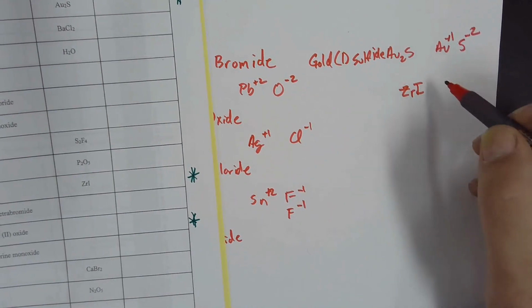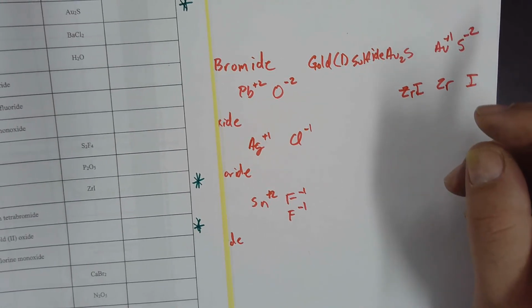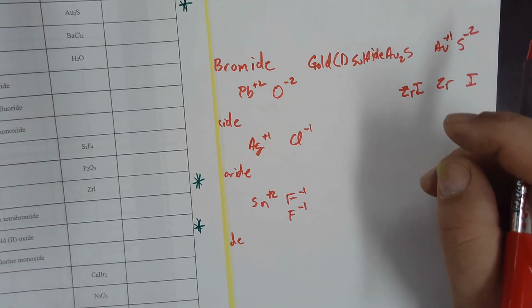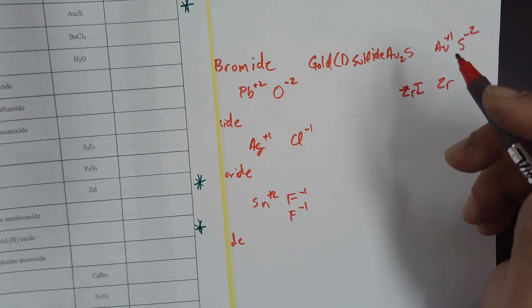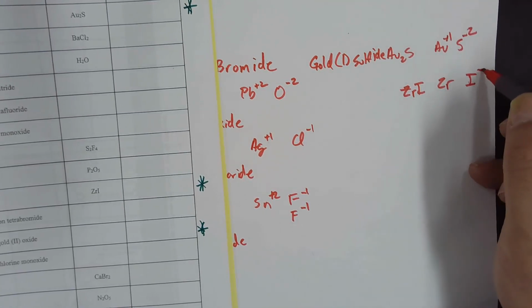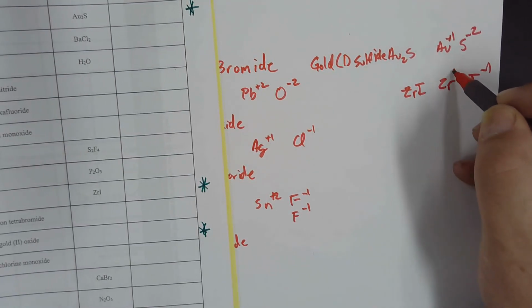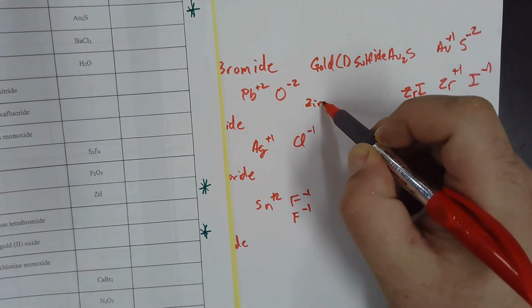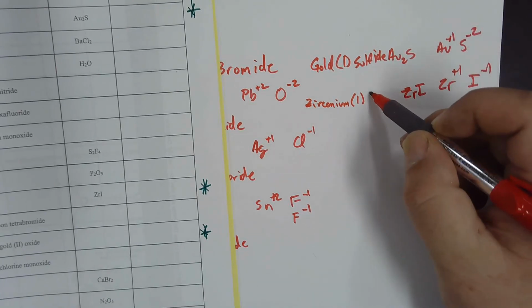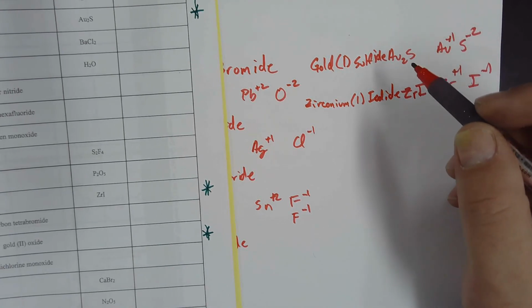ZrI. So we have Zr and we have I. It's a 1-to-1 ratio, right? The formula only shows one atom of each element in a compound. So, what's the charge of iodine being from group 7A? -1. What's that mean the zirconium's charge has to be? It has to be a +1. So we're going to write zirconium 1 iodide. That's our formula name, our compound name for that.